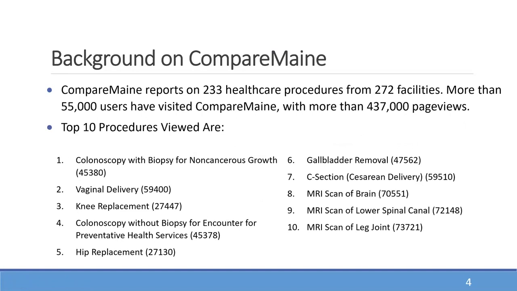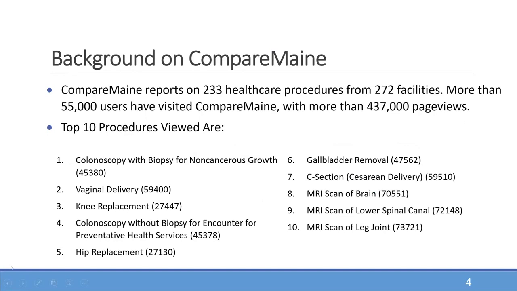Since we've launched the site, over 55,000 users have visited CompareMaine with over 437,000 page views. The top 10 procedures that people are looking at are listed on the slide. I won't read them all. It probably doesn't surprise you what the top 10 are, and I think this list has been pretty consistent for the last year or so in terms of what people are searching when they're coming to the site.